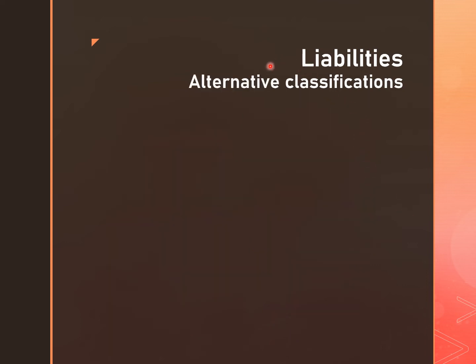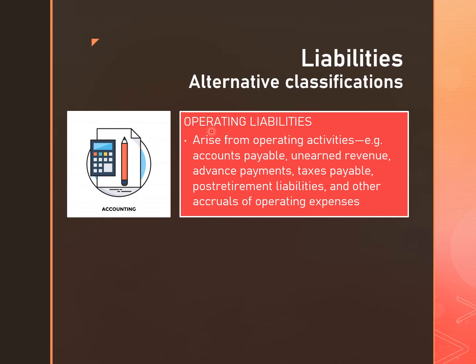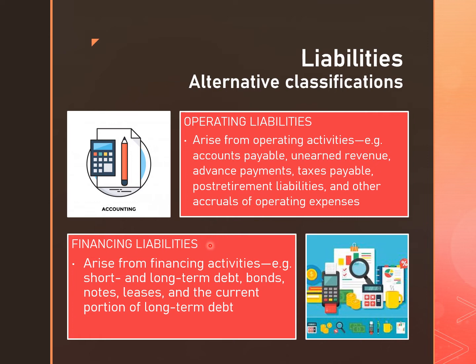This is the liabilities alternative classification. You can also classify your liabilities based on first one, either it is operating liabilities which arise from operating activities like you punya account payable, unearned revenue, advance payment, tax, post-retirement liabilities and other accrual operating expenses which is all related to your punya operating activities. Next adalah you can classify based on the financing liability which arise from financing activities like the short and long-term debt, bonds, notes, lease, and the current portion of the long-term debt.